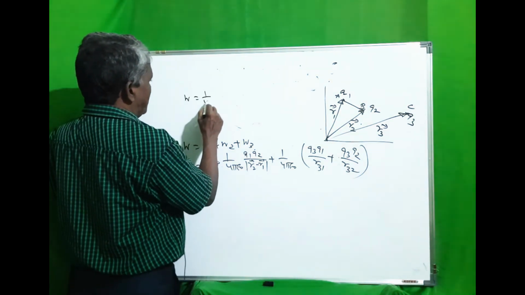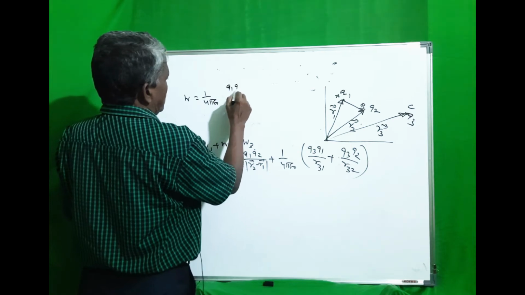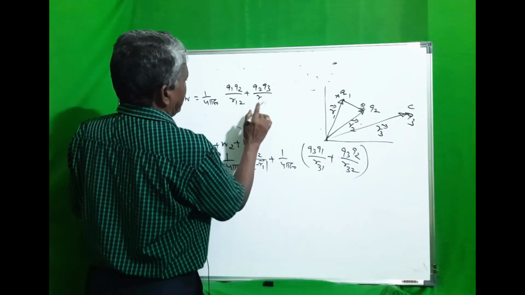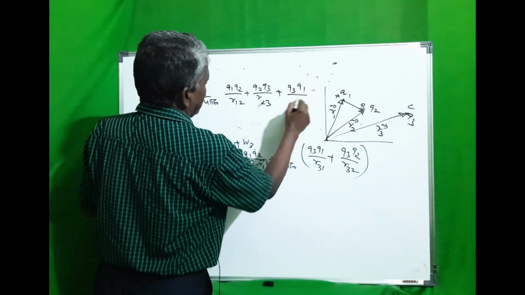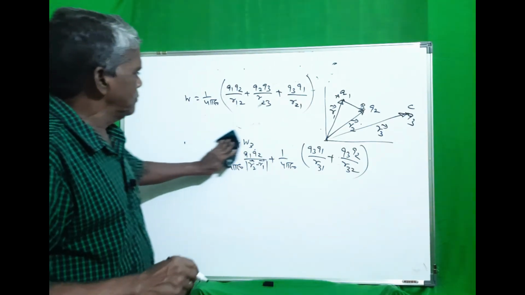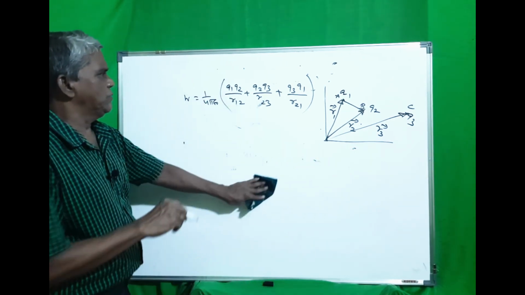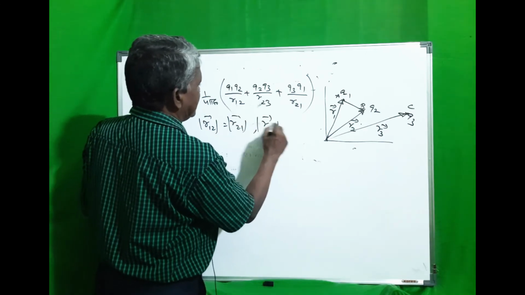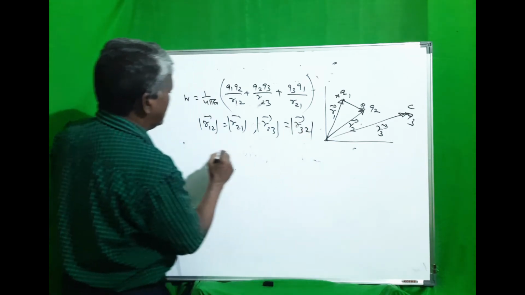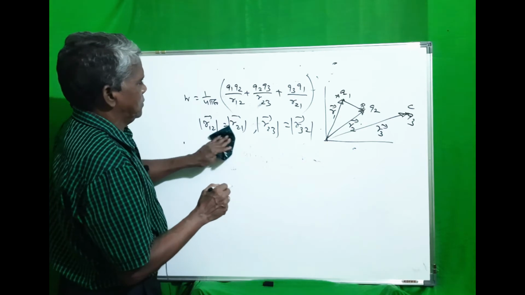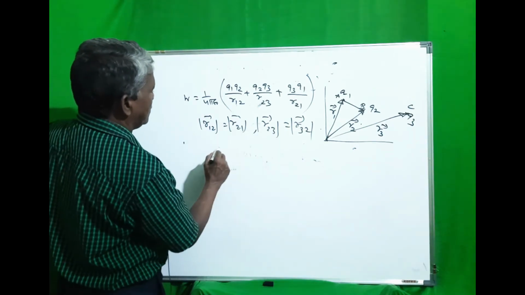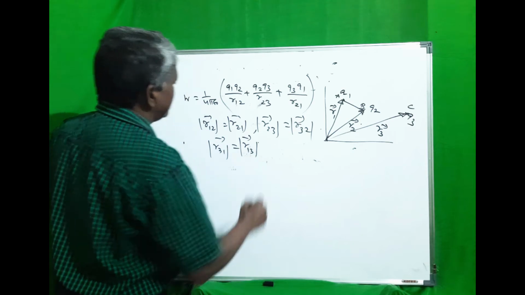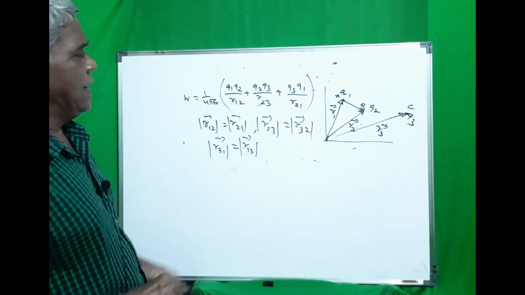So W is equal to 1 by 4 pi epsilon 0 times Q1 Q2 by R12, plus Q2 Q3 by R23, plus Q3 Q1 by R31. Here the magnitude of R12 is equal to R21, R23 is equal to R32, and R31 is equal to R13, and so on. So this is the energy due to three charges.